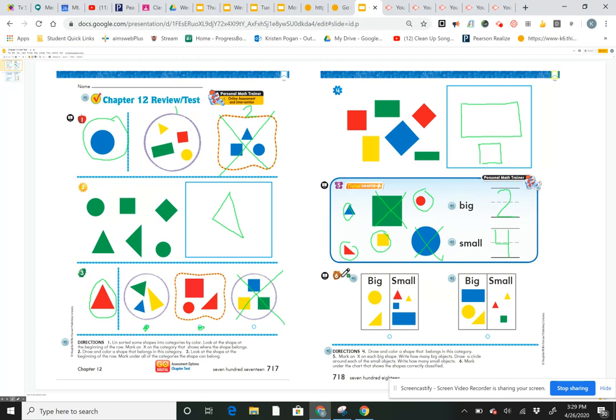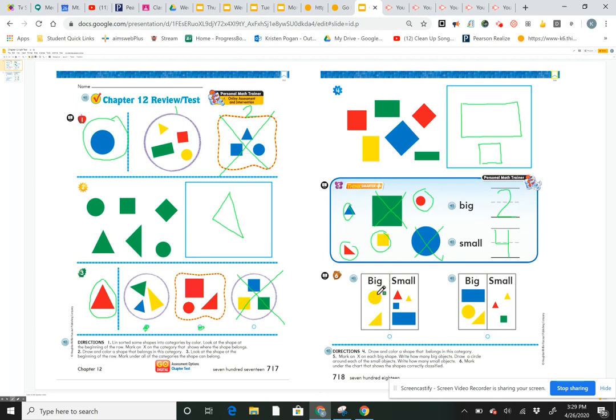My last problem on this page says, mark under the chart that shows the shapes correctly classified. So if I'm trying to classify by size, big and small, I need to check the shapes in each category and make sure they belong there.